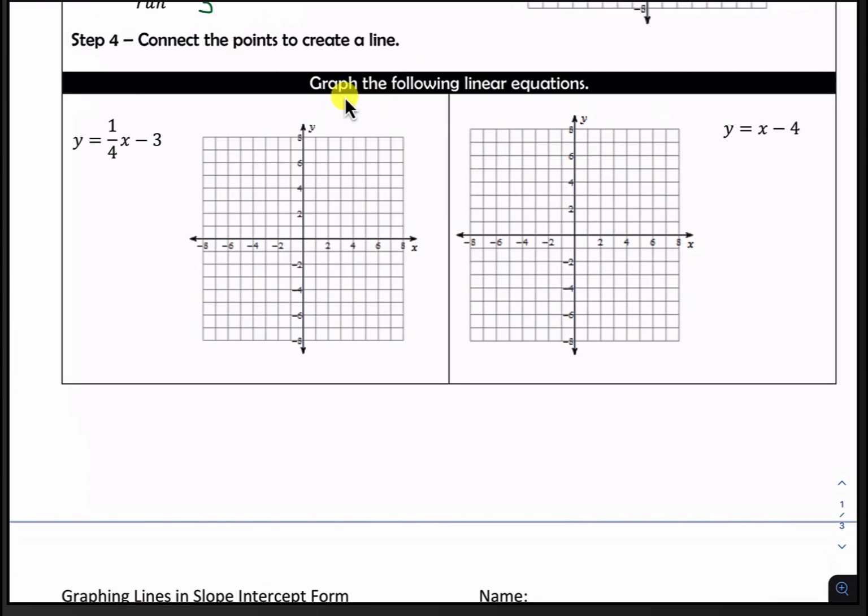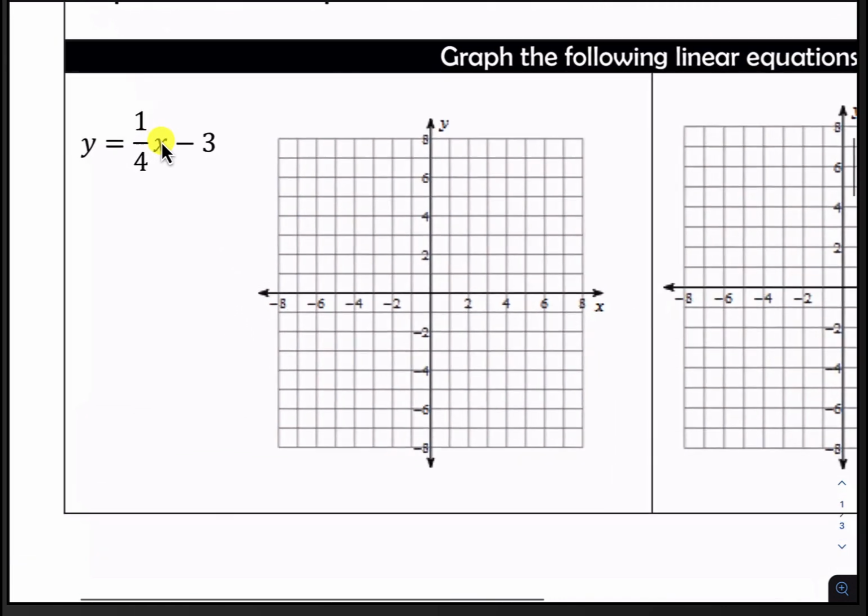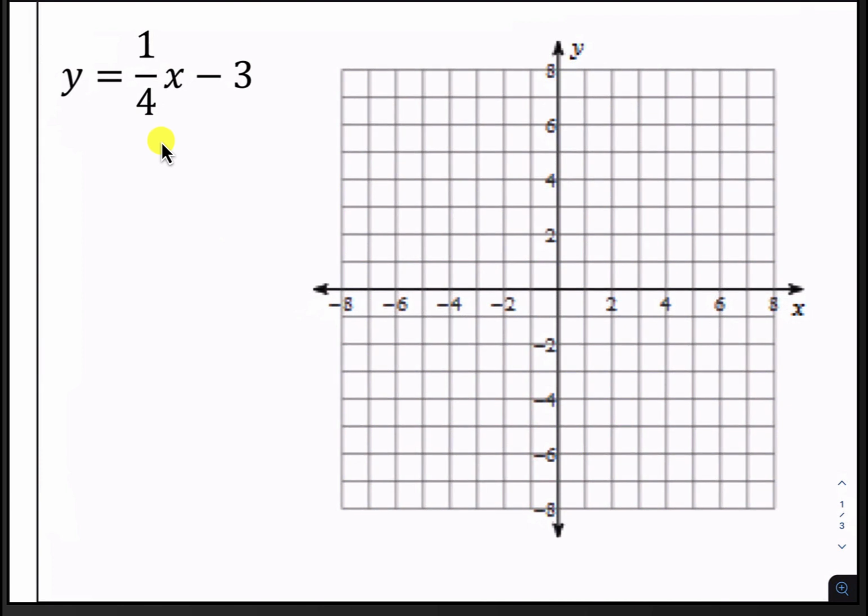All right, we have 2 additional examples. Graph the following linear equations. The graph on the left is y equals 1/4 times x minus 3. Let's zoom in on this area. The first thing you want to do is identify your slope m, and m is the number that's multiplying the x, so m is 1/4. Next we identify b, which is our y-intercept. b is the number that's being subtracted after the x, so that is negative 3. So m is 1/4, that's our slope. b is negative 3, and that is our y-intercept.